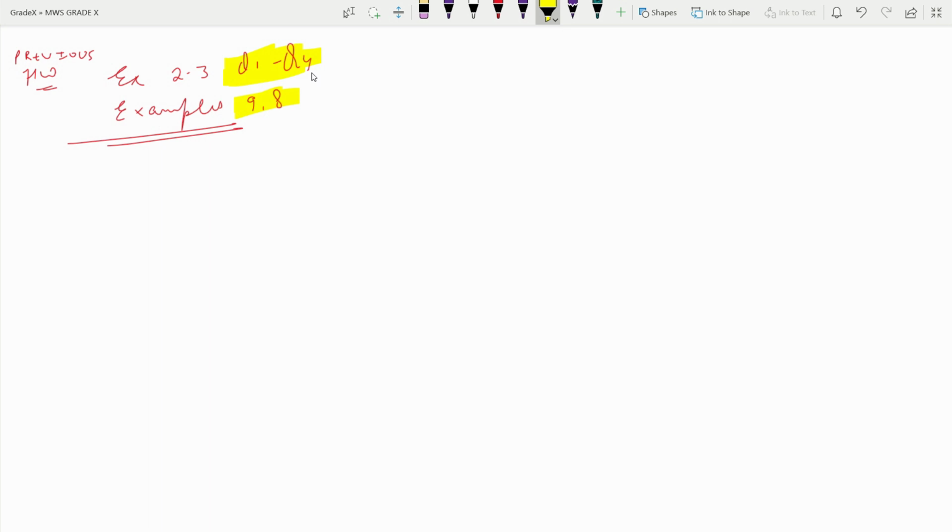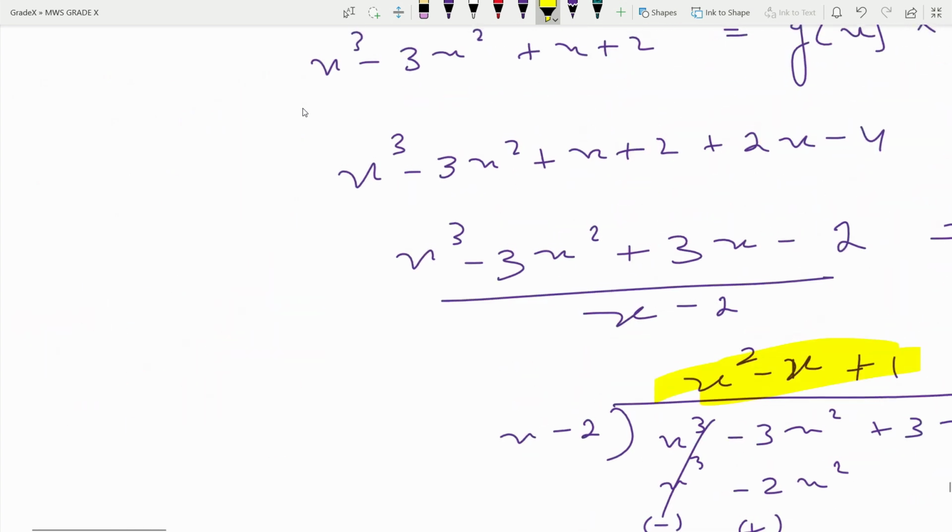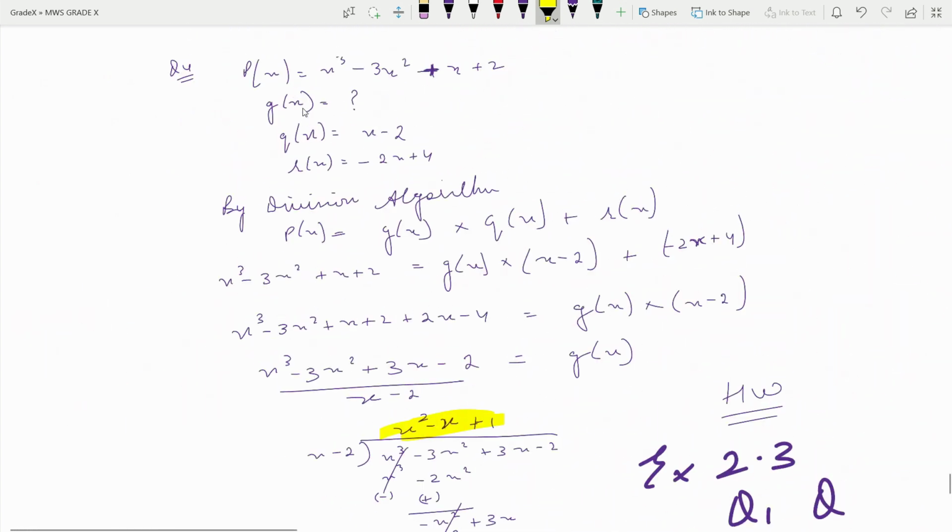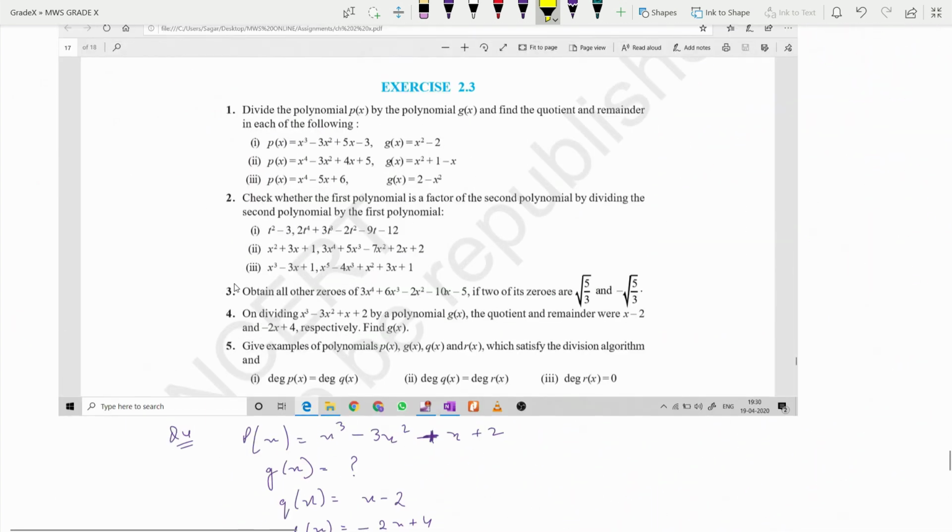And see this. One of the students has asked me in the comments, sir, please explain a question number. Let me see once which question number it was. Question number 2, second part. Kush has asked. Kush, just see this. Question number 2, second part. I guess you have a problem in division. Let us solve it one time.